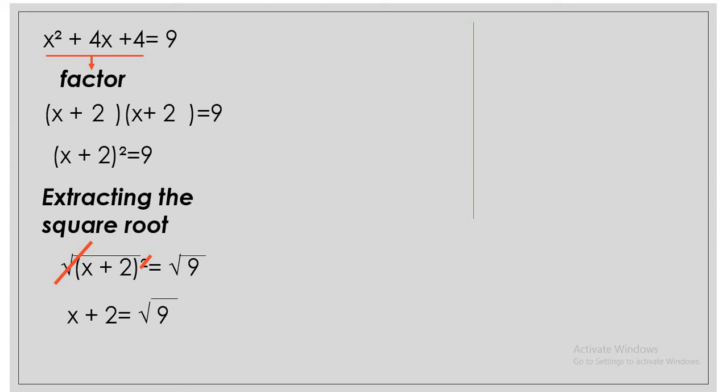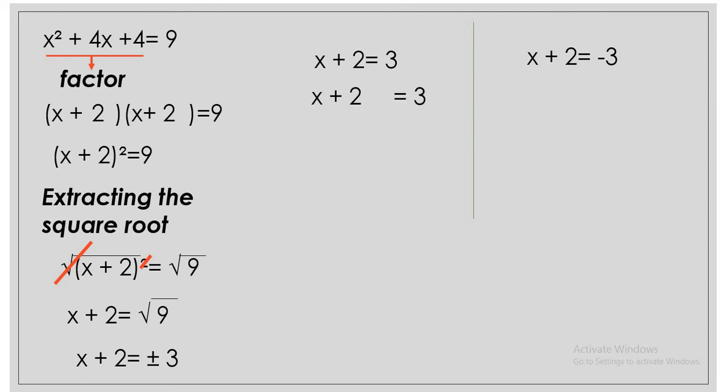Then what is the square root of 9? We have here x plus 2 is equal to positive and negative 3. So we will have two solutions. x plus 2 is equal to positive 3, and x plus 2 is equal to negative 3. Then solve and simplify. Use the subtraction property of equality. Put negative 2 both sides to cancel it out.